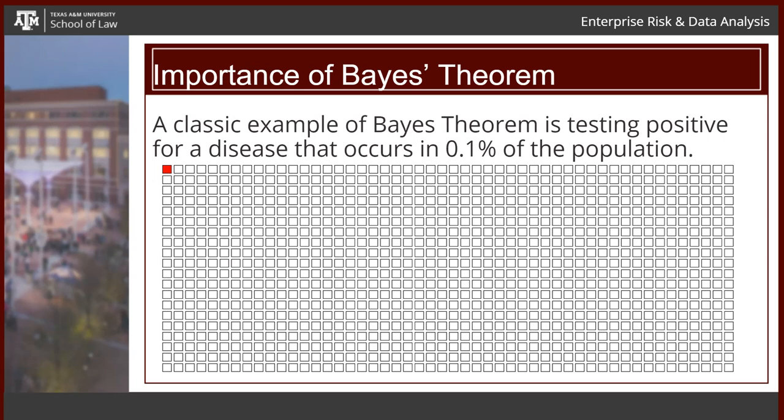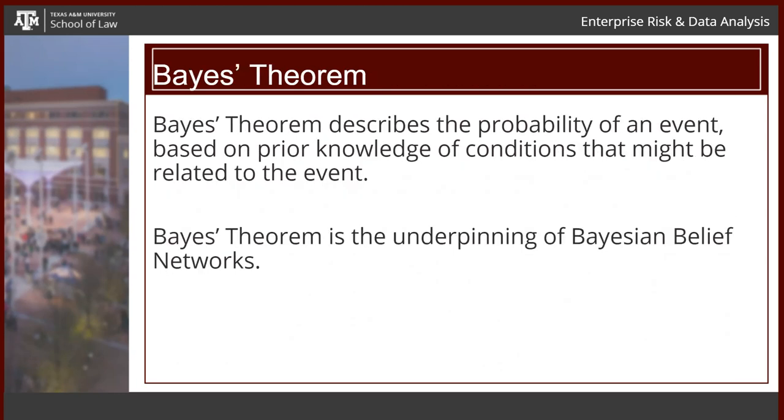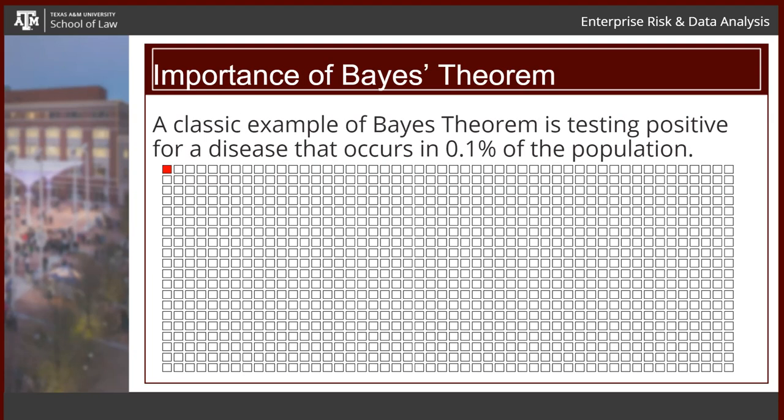And Bayes' theorem was just that. It describes the probability of an event based on prior knowledge of conditions that might be related to the event. But there's several different actions we could take. Now, a classic example is testing positive for a disease that occurs in 0.1% of the population.